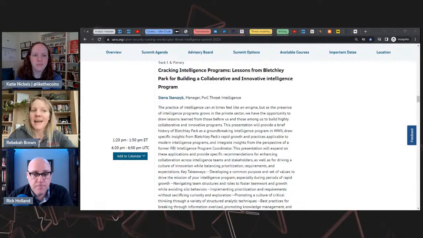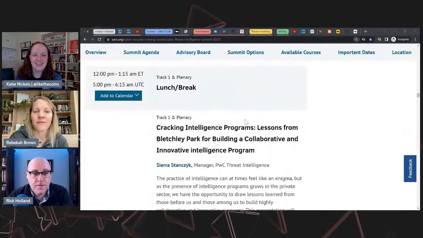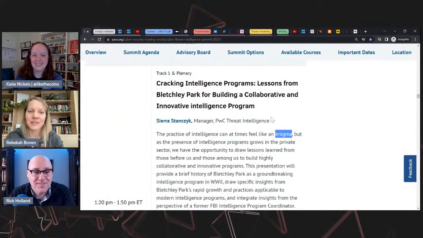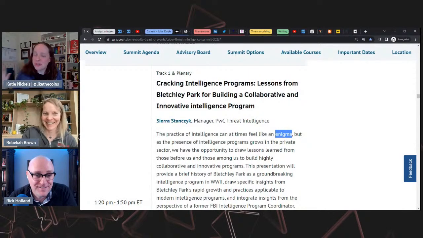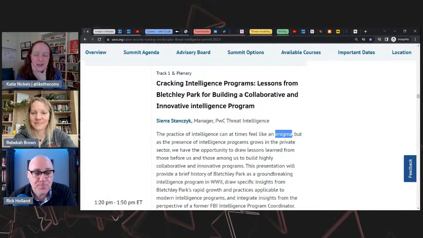And yes, since Rick's explained it now, the pun will make a lot more sense. If you look at the first line of this, it says the practice of intelligence can sometimes feel like an enigma. That made me laugh for a good 5 minutes. I totally missed that. So now you also understand the joke, and that's one of the reasons why I wanted to have this. I didn't understand that at first. Rebecca explained it to me. Don't feel silly if you didn't understand it at first.